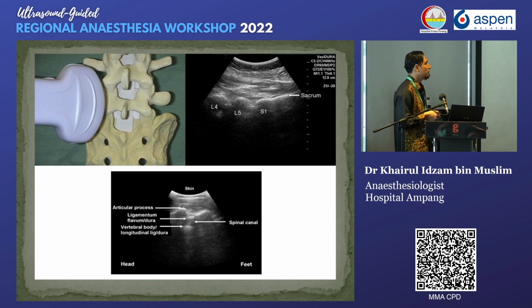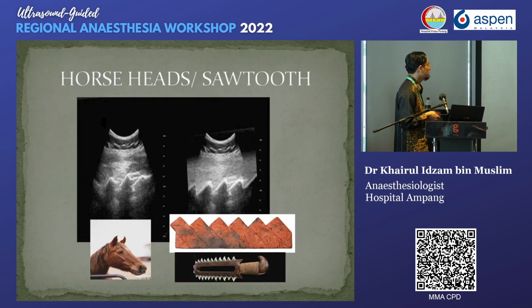Usually, we will start counting the levels from the sacrum. Once we identify the sacrum, then we start to count the vertebral level. We describe this as a horse head or sawtooth.